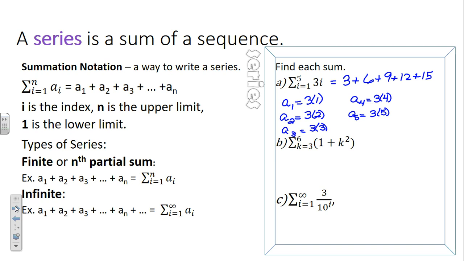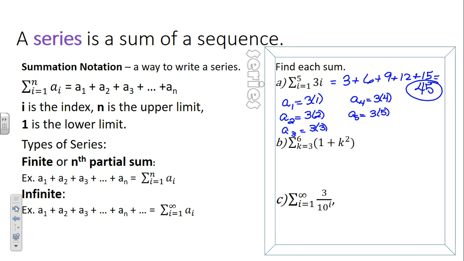Started at 1, went to 5, and generated all of our terms. So now we just have to add them up. So 3 plus 6 plus 9 plus 12 is 30, plus 15 is 45. So our answer is 45. So we have to generate the sequence first before we can evaluate the series. So far, so good? Okay.